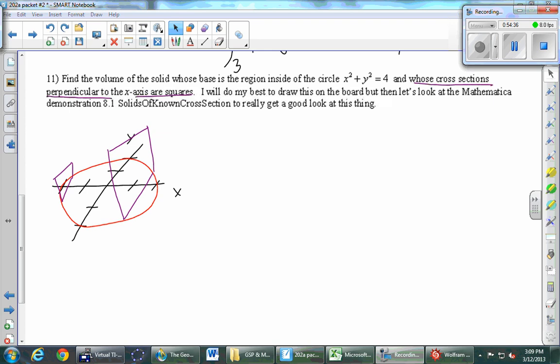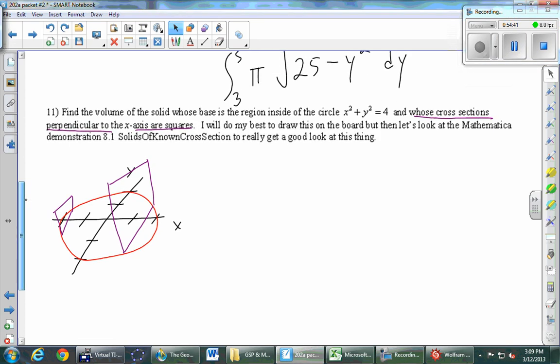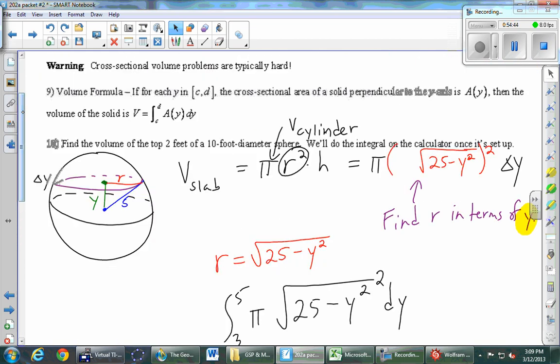Okay, so we're trying to find the volume of this thing. Here's the basic idea. We're going to use this formula that we skipped over here in number 9, volume formula. I'm going to change the letters for just a second. Instead of the y's, I'm going to make them both x's. All of these y's will change to x's. The formula is perfectly fine with y's up there, but it says if for each x inside of the interval CD, the cross-sectional area of a solid perpendicular to the x-axis is some formula. I know it looks crazy, but there's some formula for the area of each of our squares.